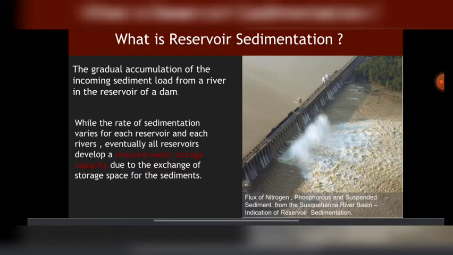It also ruins turbines in hydroelectric plants, causes aberration of spillways and outlets, and reduces surface area which can instead be used for recreation purposes. We also included a picture in this slide which shows flux of nitrogen, phosphorus and suspended sediment from the Susquehanna River basin, which is a clear indication of reservoir sedimentation.